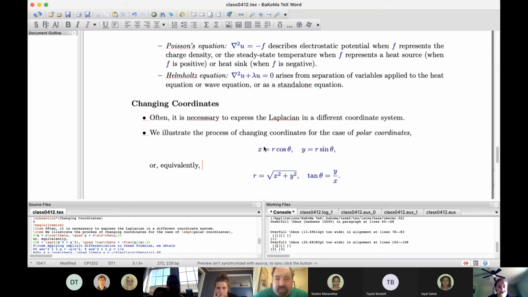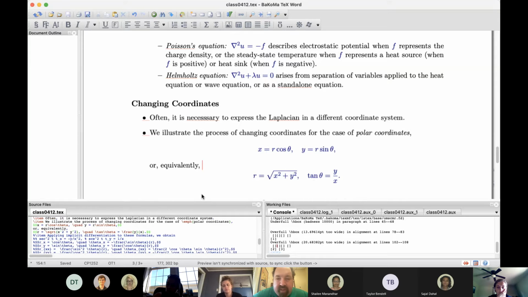So here are polar coordinates that we use. x is r cosine theta, y is r sine theta. But it's also convenient to be able to express these relationships in the opposite direction, r and theta, as functions of x and y. So to be able to change, we need to be able to rewrite uxx and uyy in terms of derivatives of u with respect to r and theta. So we need to take derivatives of these relationships that we have here.